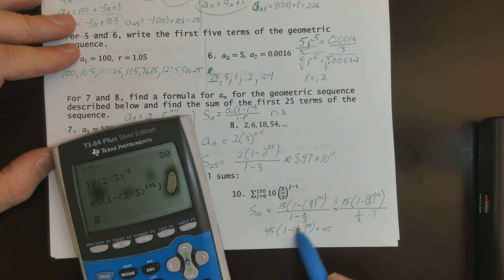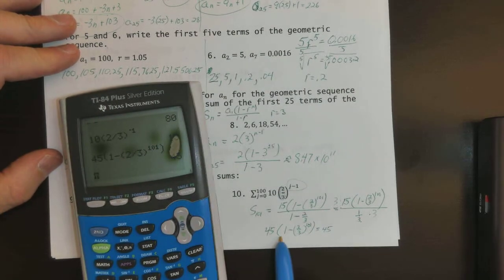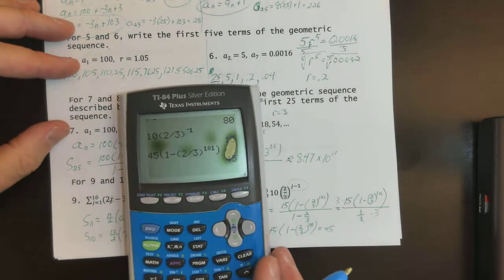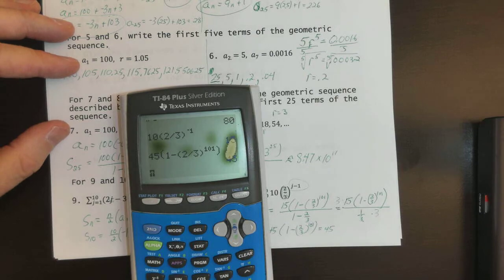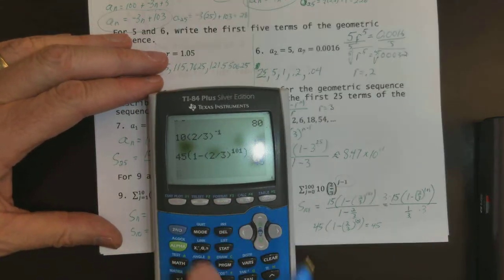That's saying that this is so small, 2/3 to the 101st power, that it's almost negligible. Taking 1 minus 0, basically. 2/3 to the 101st power is very, very small, and it's the rounding capability of the calculator. I'm curious to see what happens when we do the summation.